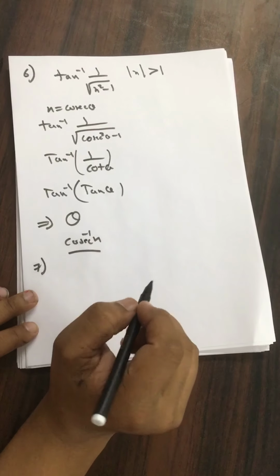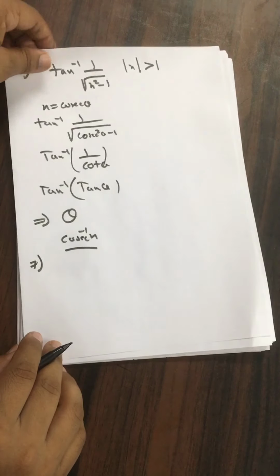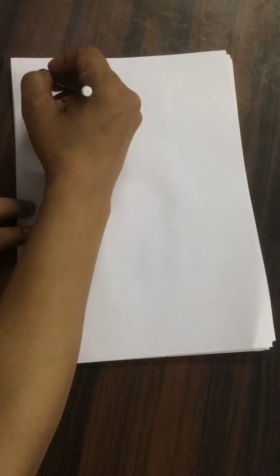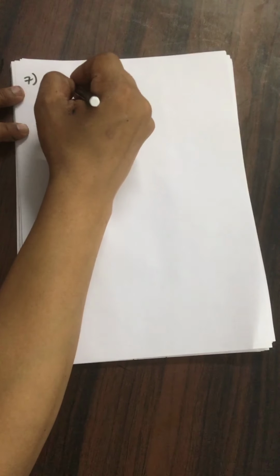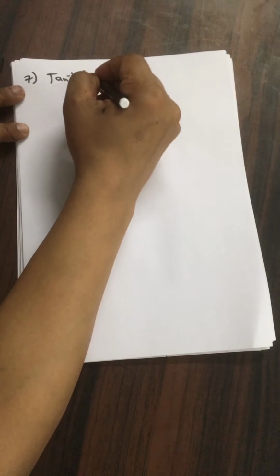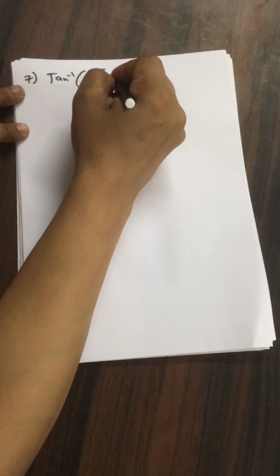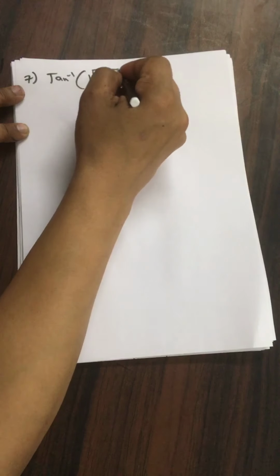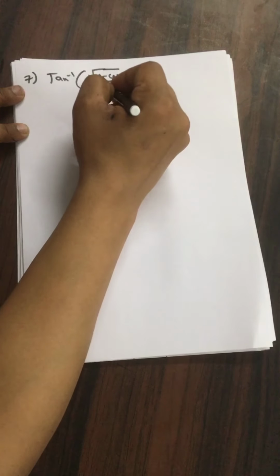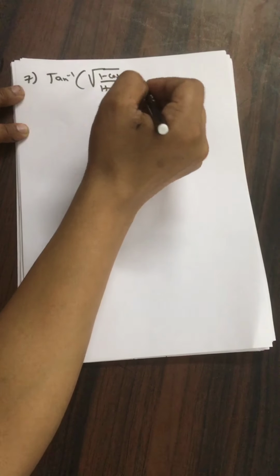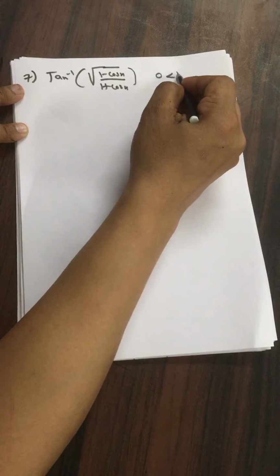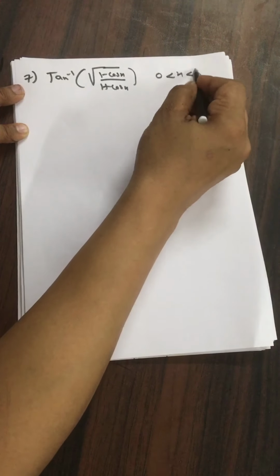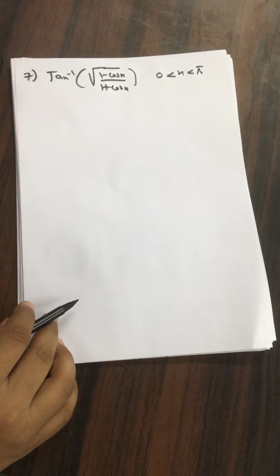Next, let's do it on the next page, because the next question seems to be a slightly lengthier one. This is question number 7. Tan inverse under root 1 minus cos x upon 1 plus cos x, where the value of x is lying between 0 and pi.